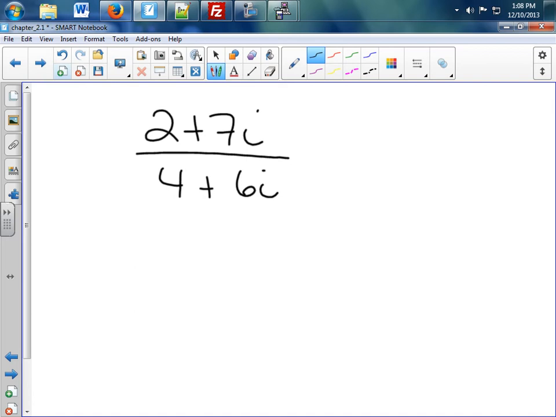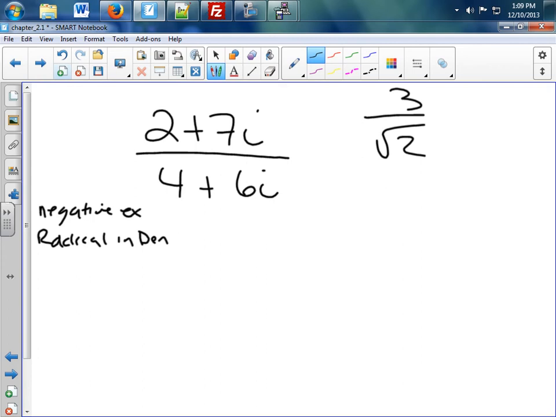In math, there's things you cannot have. You cannot have negative exponents. You cannot have radicals in the denominator. Remember that, right? You could not have that. How did we get rid of that? We multiply the top and bottom by what? Square root of 2. We got that over 2.